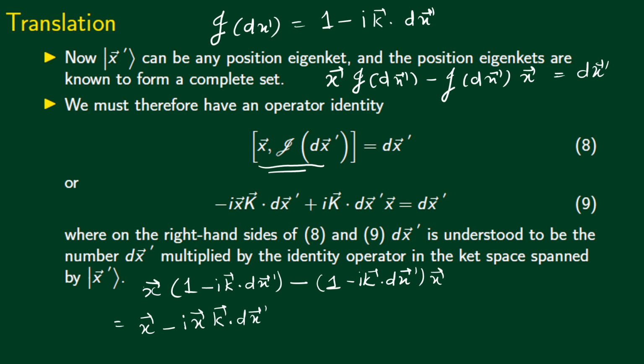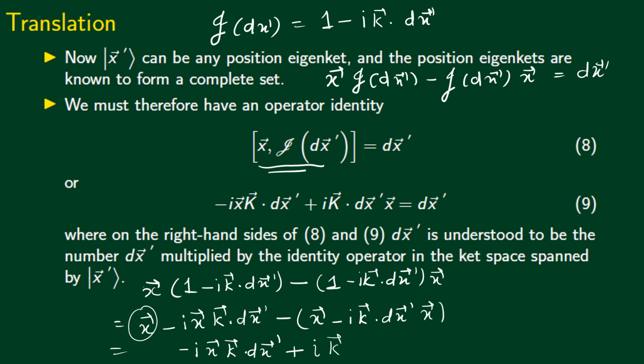So I can write it like this, all right? And here I have minus. This is x vector minus i k vector dot dx vector prime multiplied by x vector. Okay, this is the left hand side, right? We see that this x vector here cancels with this minus x vector, and I have minus i x vector k vector dot dx vector prime. Okay, plus this minus with this minus becomes a plus. This is plus i k vector dot dx vector prime multiplied by x vector. So it's the left hand side.